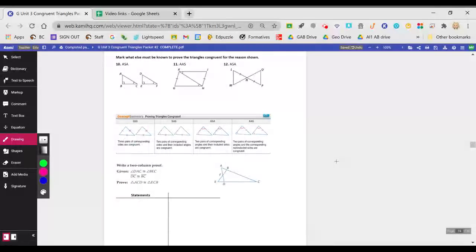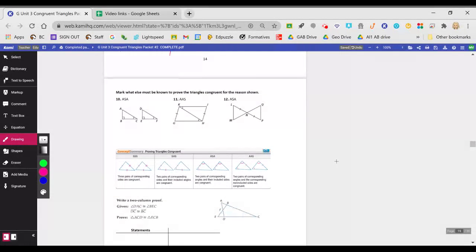Mark what else I must know to have these congruent by angle, side, angle. Think about these 3, pause, and then come back. So when I look at number 10, it wants angle, side, angle. So I have angle, and then I have another angle. So I need the side that's in between. So I need to know that BC is congruent to EF.